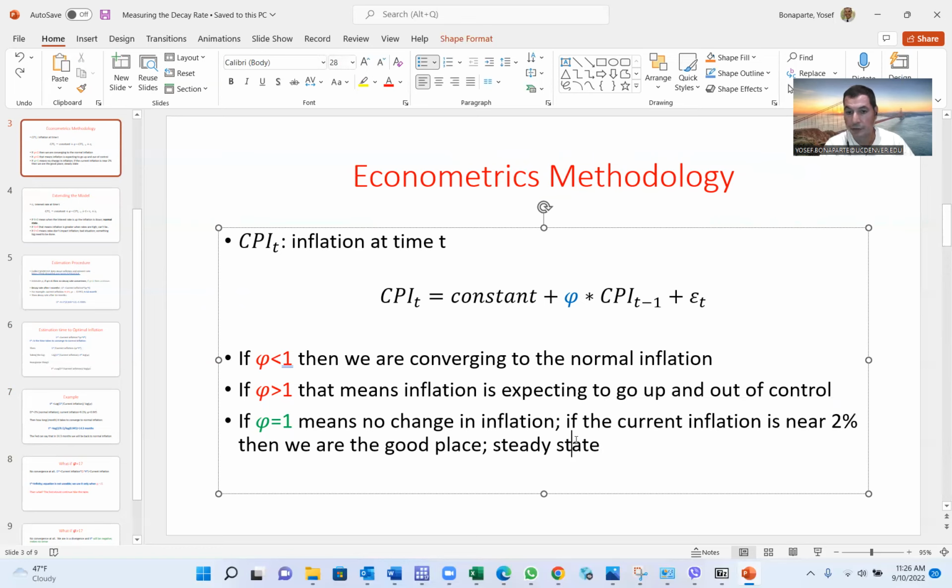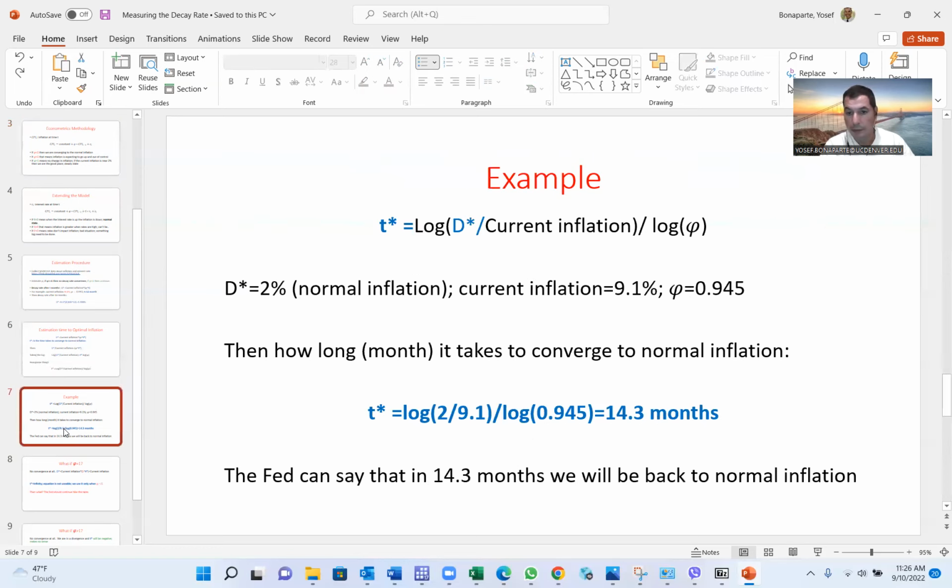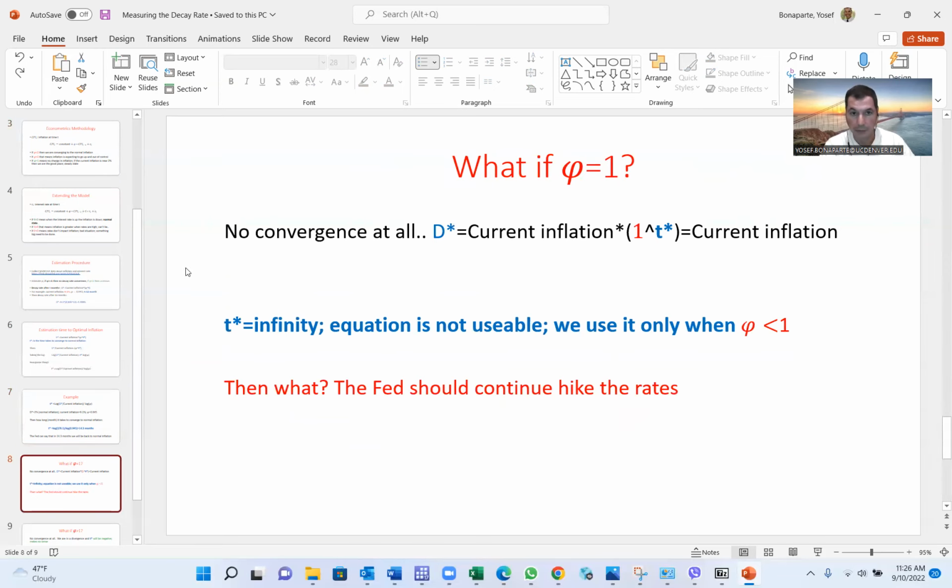Otherwise, you're never going to converge on inflation. So this equation works only when phi is below 1. So no convergence at all. What if phi equals 1? No convergence at all. D star equals this.